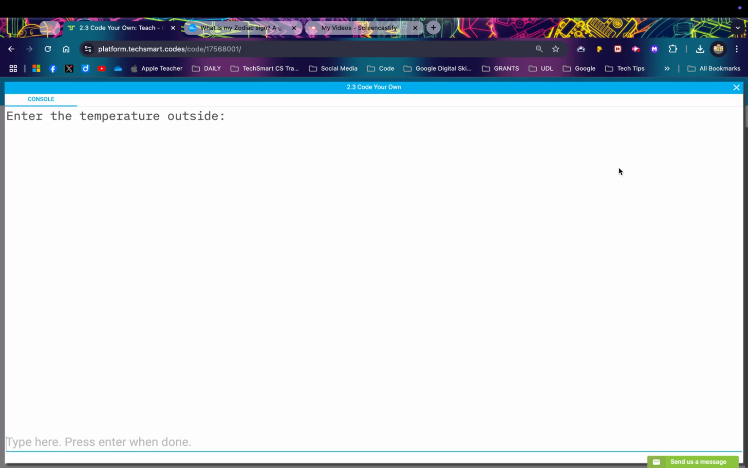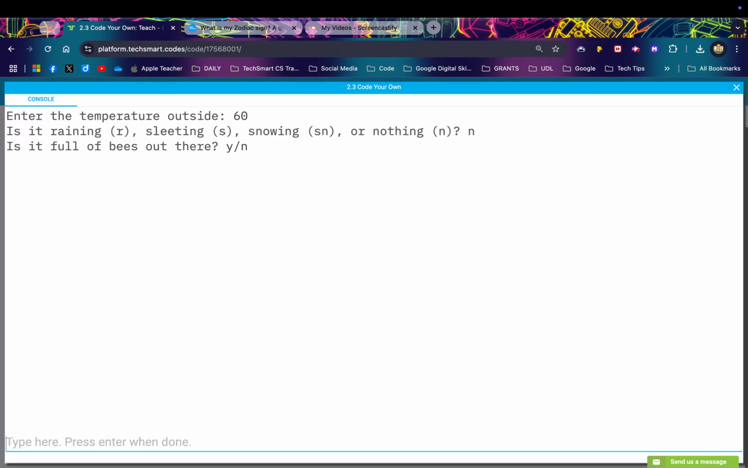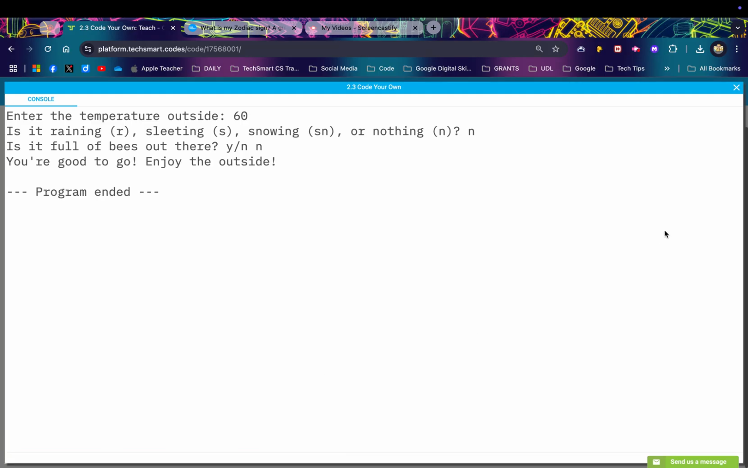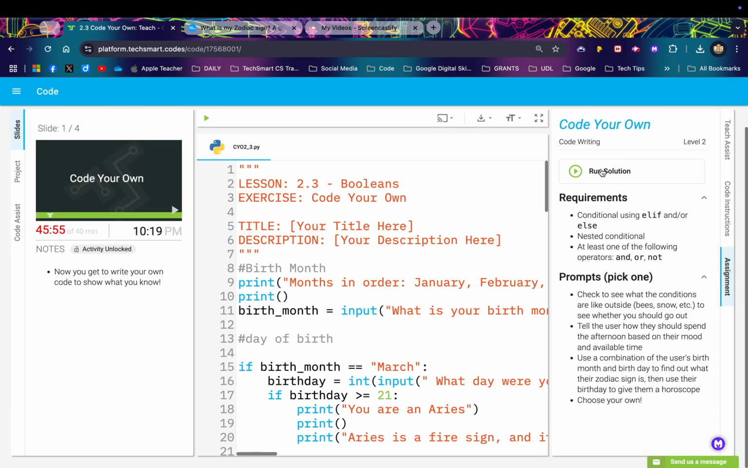So let's run the solution real quick. In the solution code, they give you the example of the temperature and going outside. So what's the temperature? I'm going to say 60. It's not raining, sleeting, or snowing, so I'm choosing nothing, which is an N. There are no B's, and so I get the good to go, enjoy your outside. So that is certainly an option.